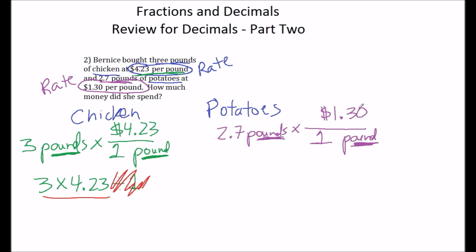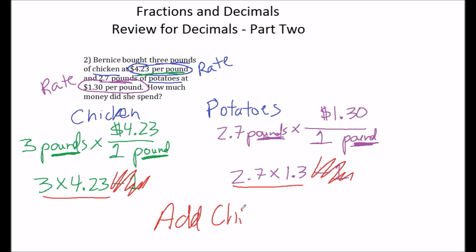So what I'm going to do here is that first number, 2.7, times the top number, 1.3 or 1.30. I'm going to simplify that, just 1.3, and divide by the bottom number, which is 1. Dividing by 1 doesn't change anything, so I'm going to skip that part. So that's your shortcut if you want: 2.7 times 1.3 or 1.30. I'll show you the multiplication just in case you want to see that, but you're going to add the chicken with the potatoes.